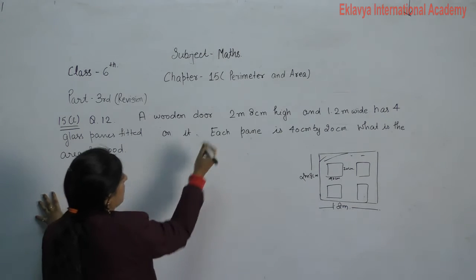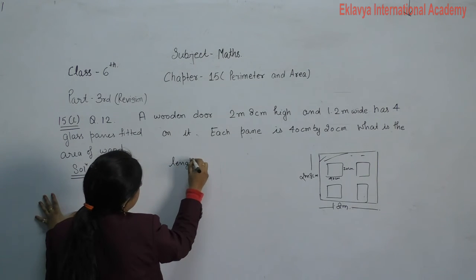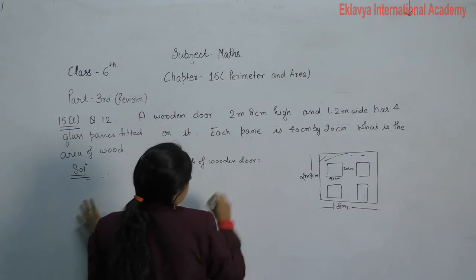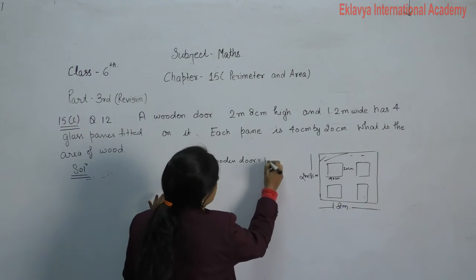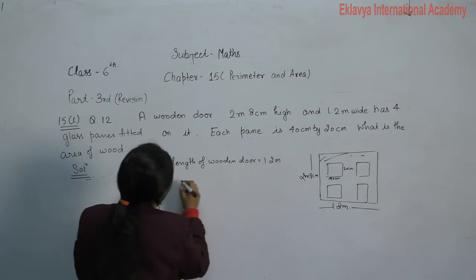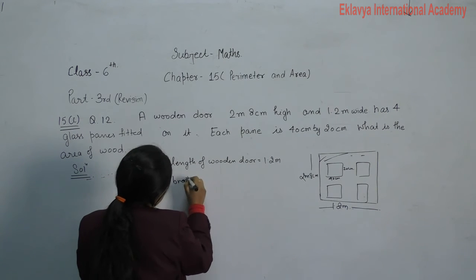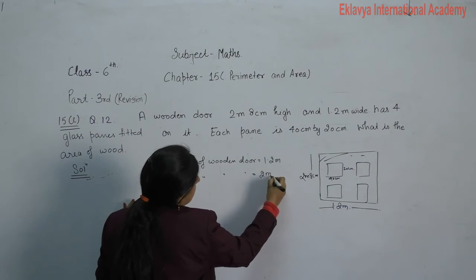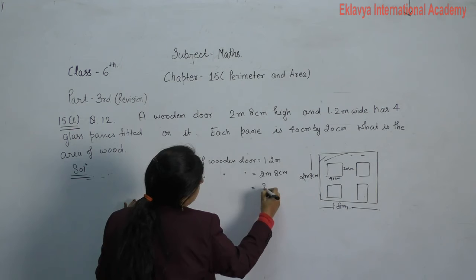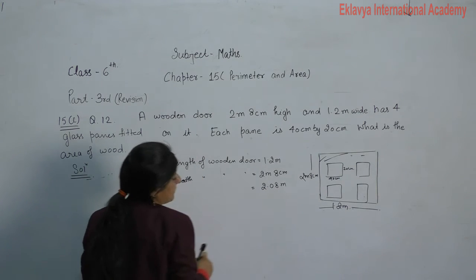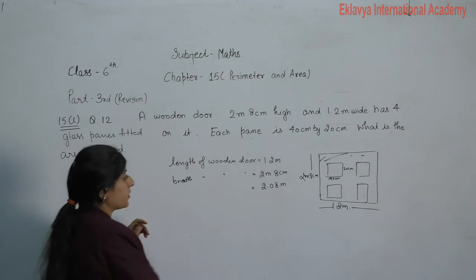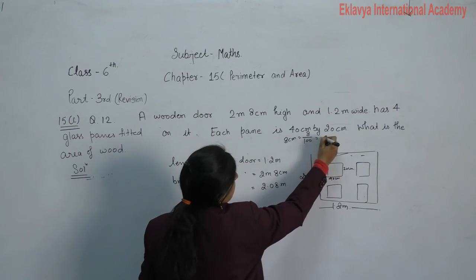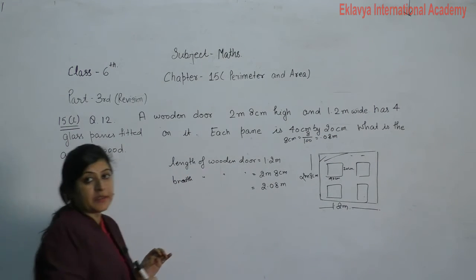Area of wooden door. Firstly, length of wooden door is equal to 1.2 meter, and breadth you can write down 2 meters 8 centimeter. It means 2.08 meter. We can write that because 8 centimeter is equal to 8 by 100, that is equal to 0.08 meter.